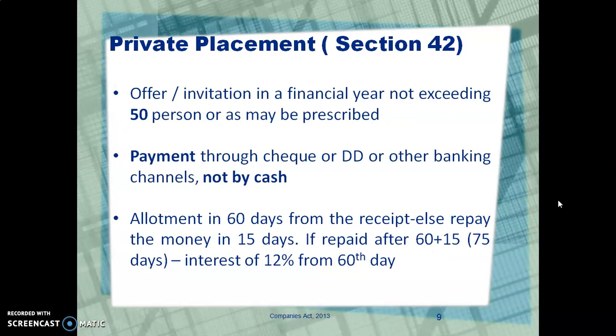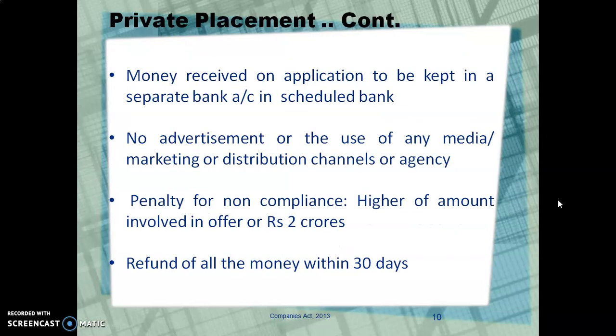Some other provisions regarding private placement. Private placement may be offered in a financial year to not more than 50 people. The payment needs to be done by any method, cheque, DD, banking, but not by cash. An allotment has to be made within 60 days. The money received on application must be kept in a separate scheduled bank. There should not be any advertisement or any media coverage regarding the private placement. There would be penalty for non-compliance, and refund of all money must be made within 30 days in case the option is not given to the subscriber.